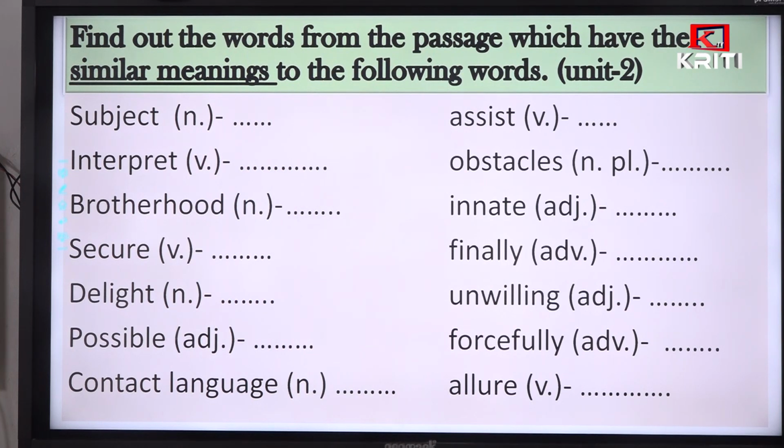Subject, assist, interpret, obstacles. Go on writing. Brotherhood, innate, I-N-N-A-T-E, innate, secure, finally, delight, possible, forcefully, contact language, allure. Don't make mistakes in writing the spellings.